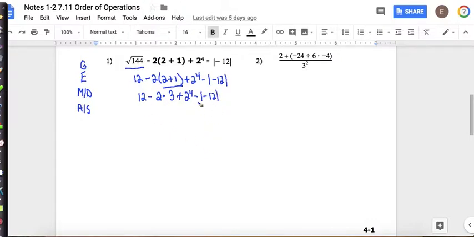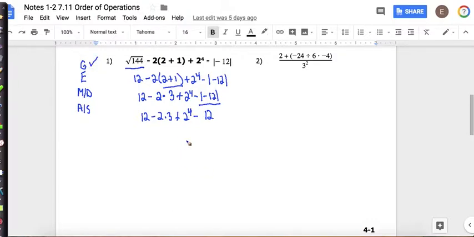And as I look through here, I see one more grouping symbol right here. The absolute value of negative 12 is 12. So I'm going to bring down the rest. 12 minus 2 times 3 plus 2 to the 4th minus 12. And I'm going to cross out G. I've done all the grouping symbols.